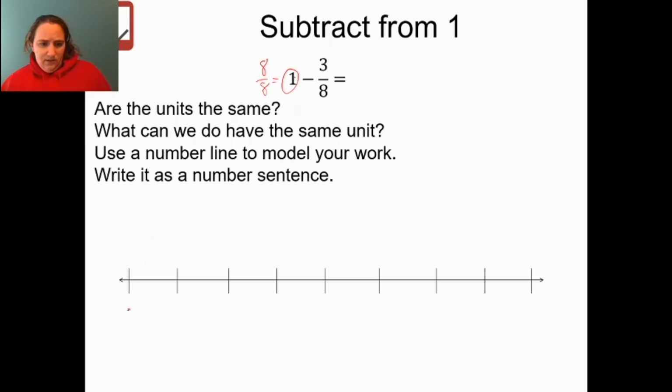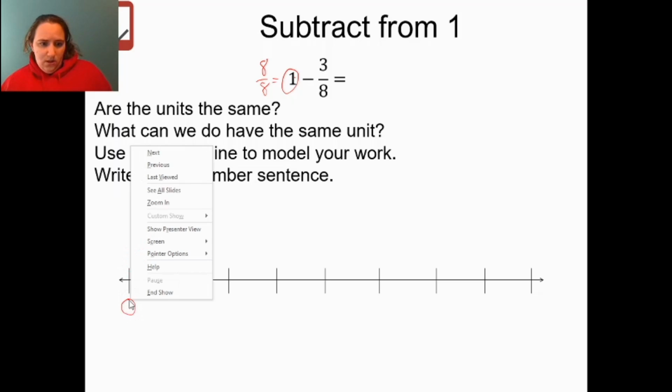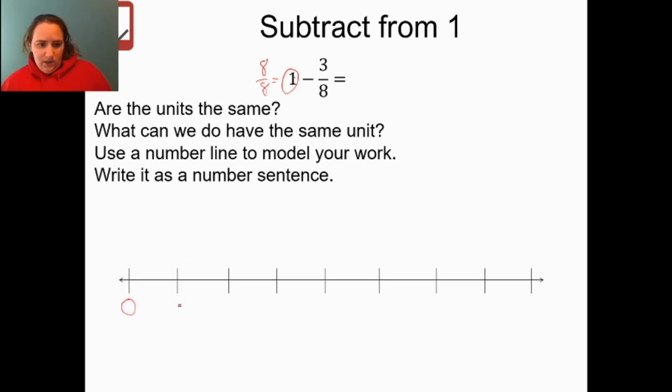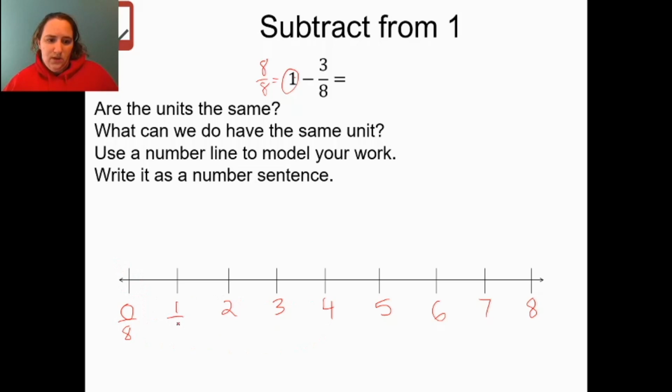So if we look at this as a number line here, we put our 0 here, and then this would be 1. 0, 1, 2, 3, 4, 5, 6, 7, 8. Okay, so there is our number line. And just as a reminder, this whole thing is equal to 1, so we need to put the fractional parts in.